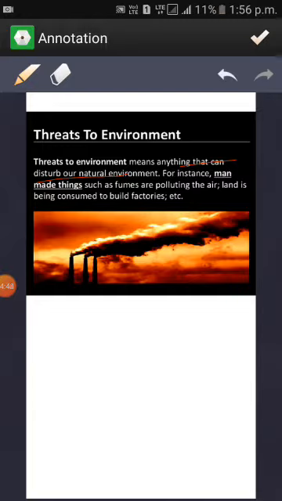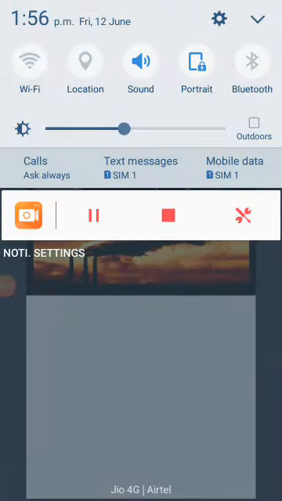For example, man-made things such as fumes polluting the air, land being consumed to build factories, etc. Here in this picture you will see that the factories emit smoke or fumes that pollute the air. Similarly, we use land for construction purposes. So all these activities adversely affect the environment. So we call it the threat to the environment.